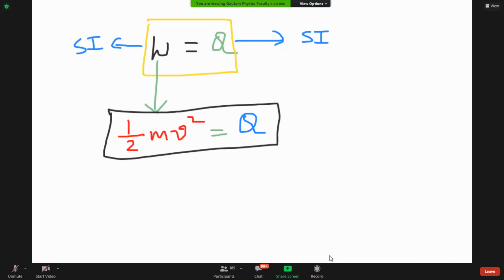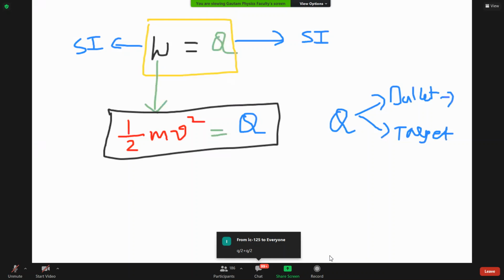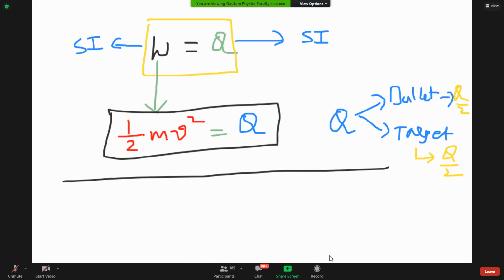This Q is given to what? Bullet and target equally. Just now we said the bullet takes Q by 2 and the target takes Q by 2. They are asking the temperature rise of the bullet. By taking this heat energy Q by 2, the bullet temperature rises.